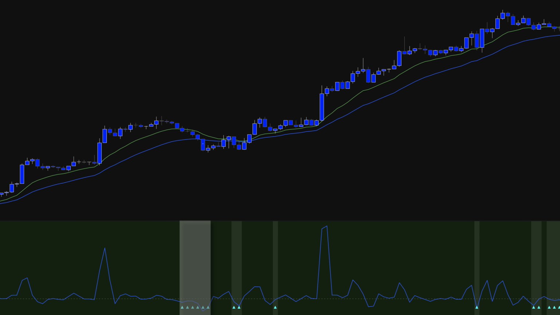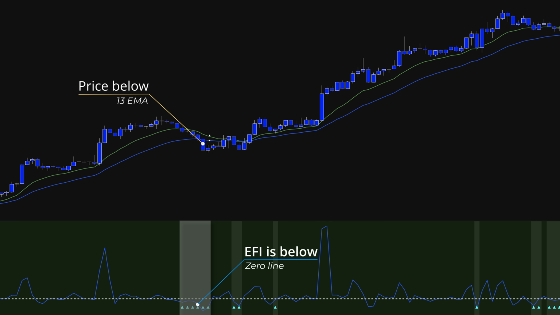Longs require lows below the 13 exponential moving average with negative force index readings, yet the 13 must remain above the 26 exponential moving average, catching price dips during intact uptrends. Aqua triangles mark these setups with white background highlighting.